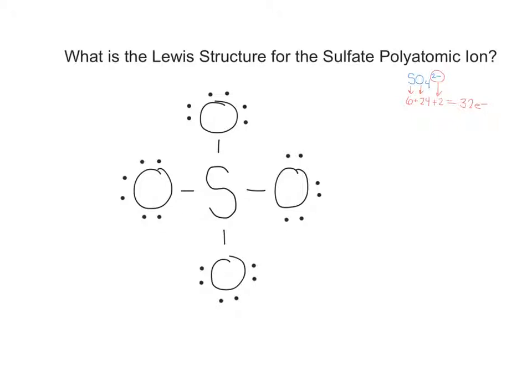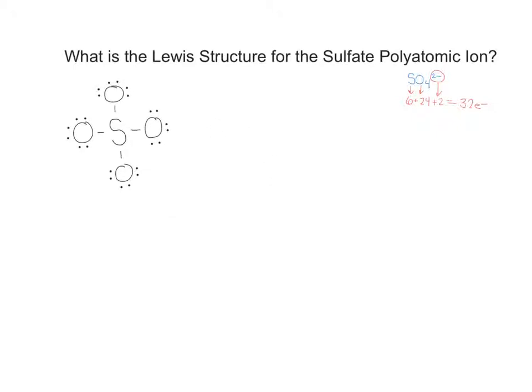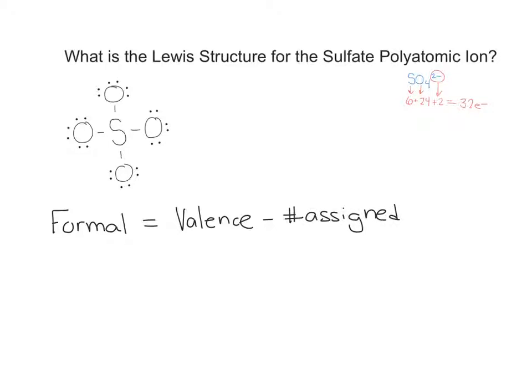In order to determine if this structure of the sulfate ion is the most commonly formed, we're going to need to assign formal charges to each of the atoms in the compound. So to start off with, formal charges, as we've calculated them before, are calculated by taking the number of valence electrons each atom has and subtracting out the number of assigned electrons. The most stable configurations are those that have the most zeros.